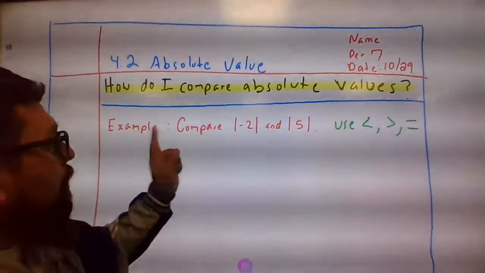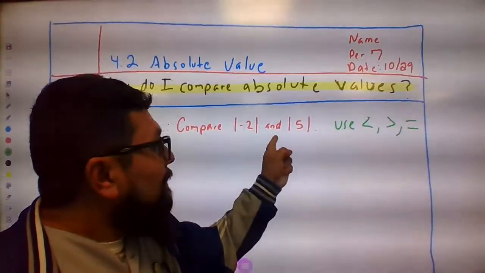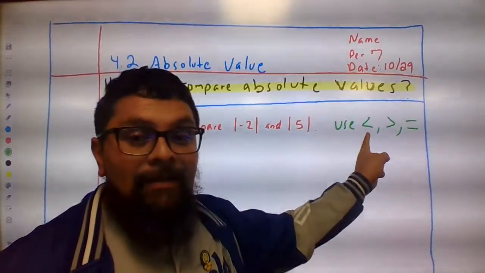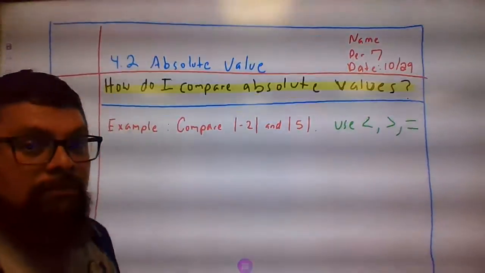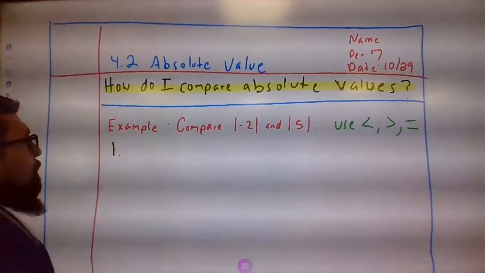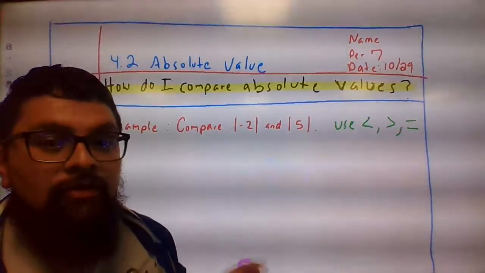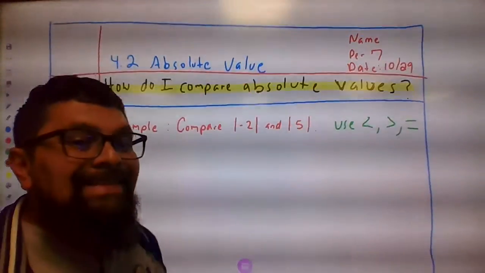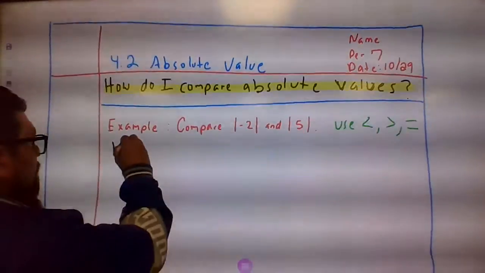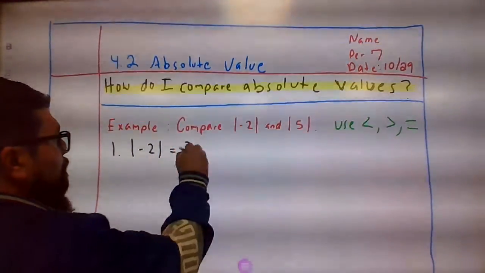All right, so example: compare the absolute value of -2 and the absolute value of 5. Compare them. Use less than, greater than, or equal to. Okay, so the first thing we're going to do, this is step 1. Step 1. What we're going to do is actually take the absolute value of each. So what's the absolute value of -2? What is the distance of -2 from 0? The distance, which is the absolute value of -2, that's 2, right?